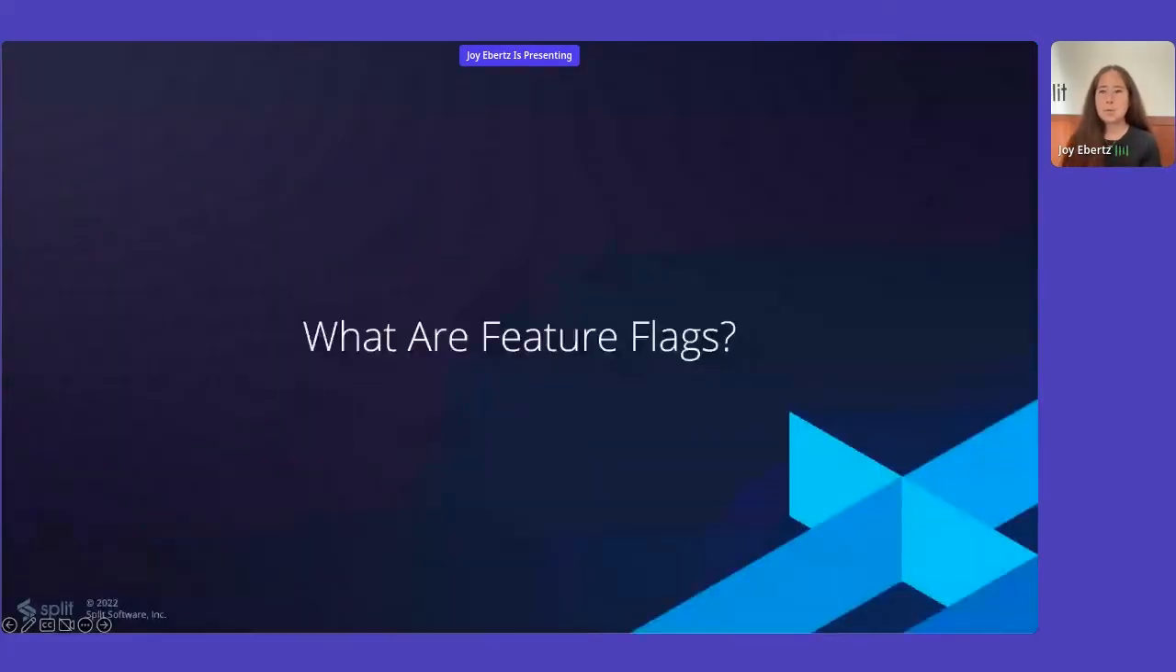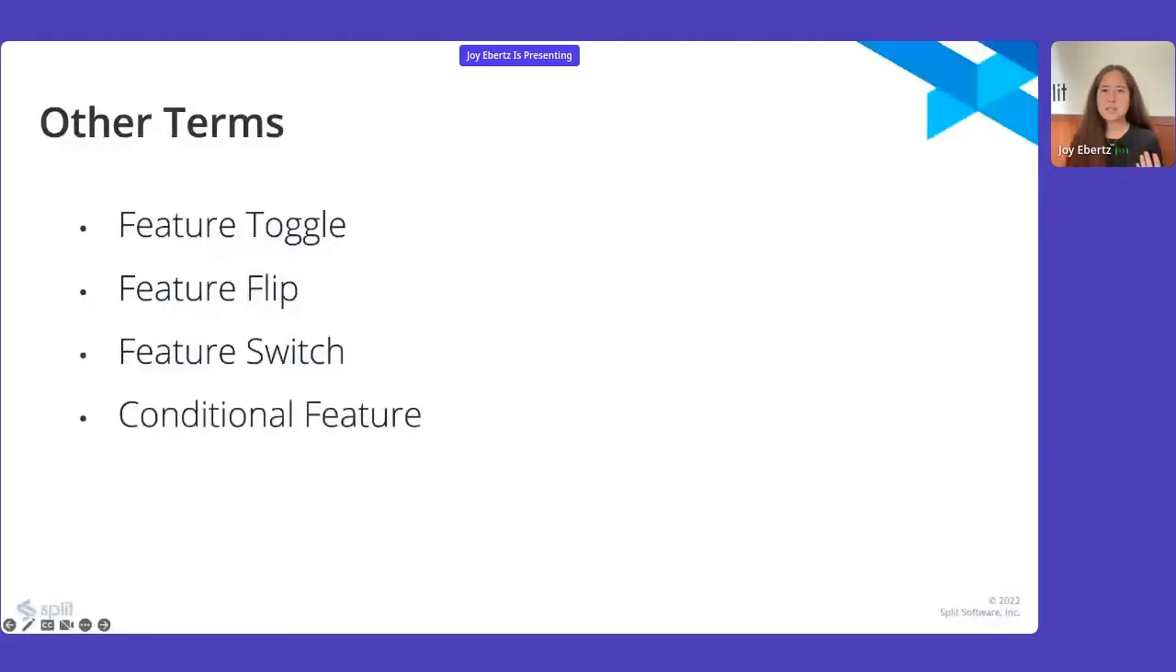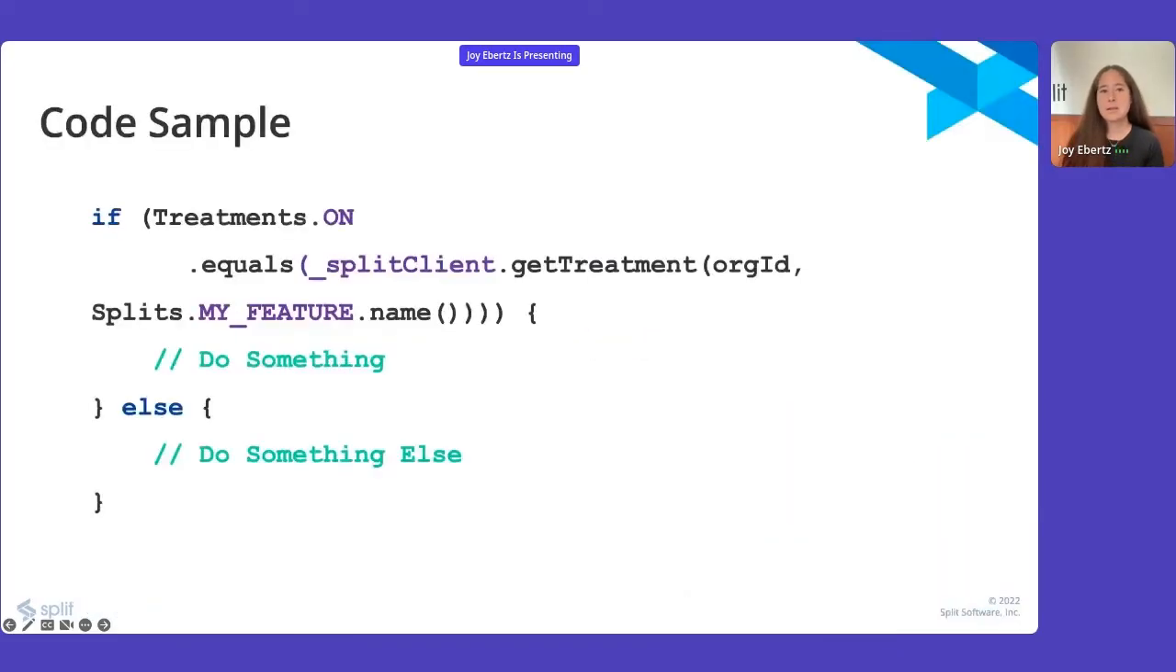So first of all, what are feature flags? There's a few other terms you might have heard floating around: feature toggles, feature flips, feature switches, conditional feature. And for some really odd reason, we happen to call them splits. I don't know. But basically, all of these are different terms to indicate something that is code branches that's controlled by a graphical user interface.